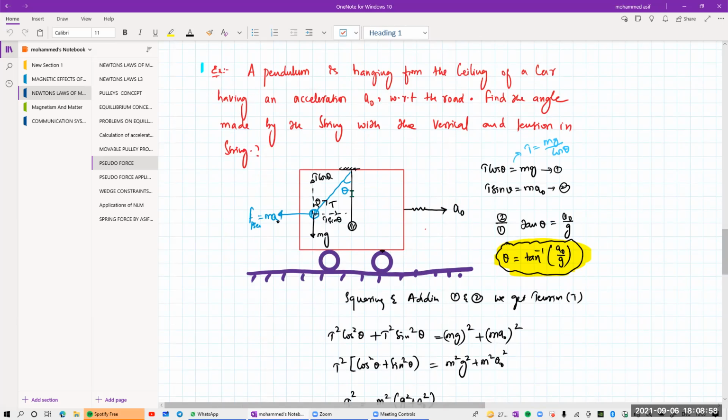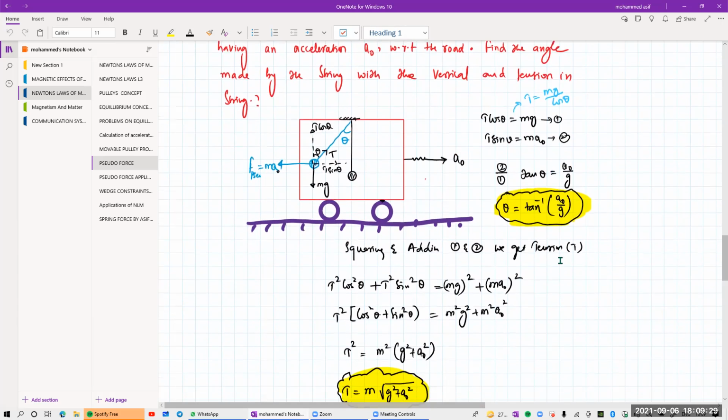So we need to apply the pseudo force on this body in the backward direction, because when the car moves in the front direction, this pendulum will move in the backward direction. So pseudo force will be equal to m into a naught here. Tension will be T here. If I resolve this tension, T cos theta balances the weight, and T sin theta balances the pseudo force. So T cos theta is equal to mg, and T sin theta is equal to m a naught. Divide the second equation by the first equation: sin by cos gives tan, so tan theta is equal to a naught by g. So theta will be equal to tan inverse of a naught by g.